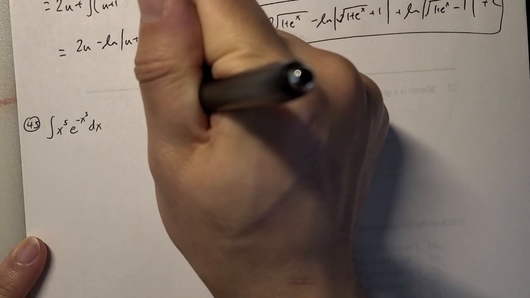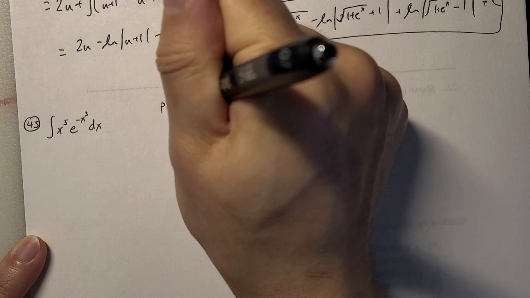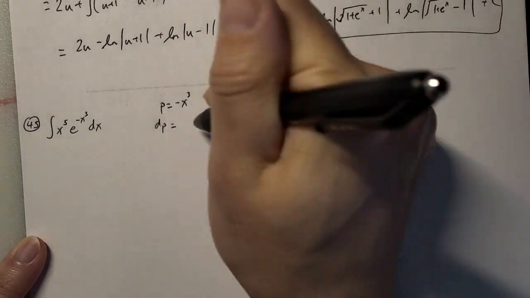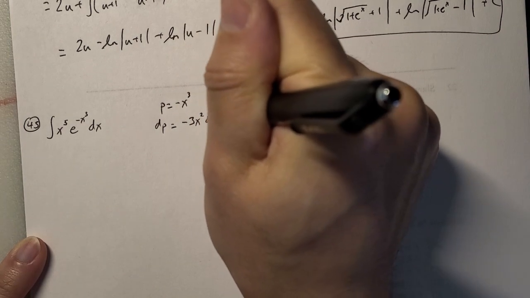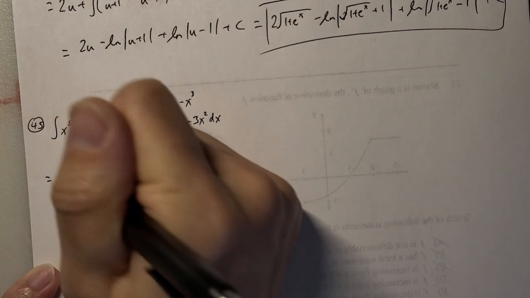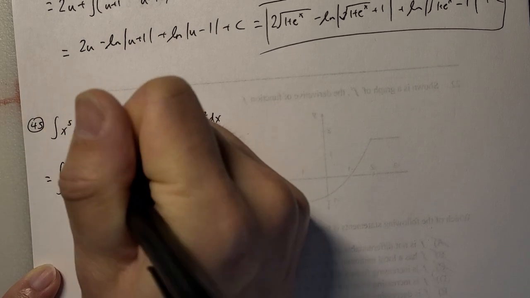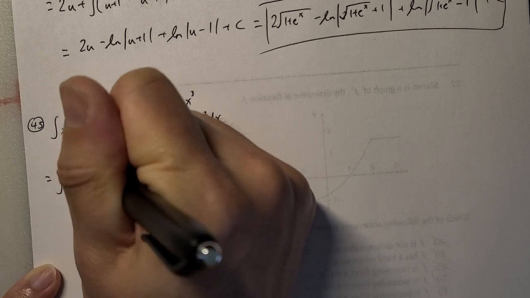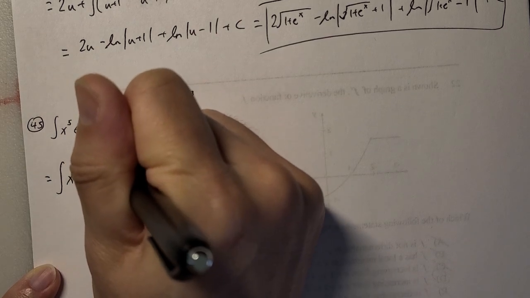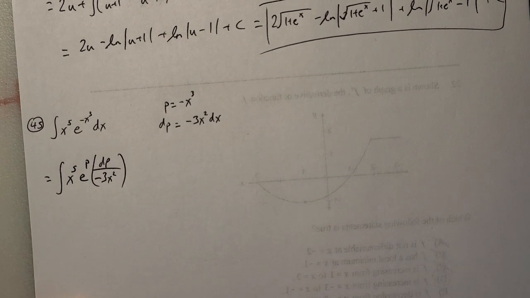Let me call the variable p, because I know this one you have to use integration by parts. So let me say p is minus x cubed. So dp would be minus 3x squared dx. Okay, so let's substitute and see what happens. Let's leave x to the fifth alone. e to the minus x cubed, that's e to the p. And then dx is dp over minus 3x squared. Put some parentheses to make it look a little nicer.